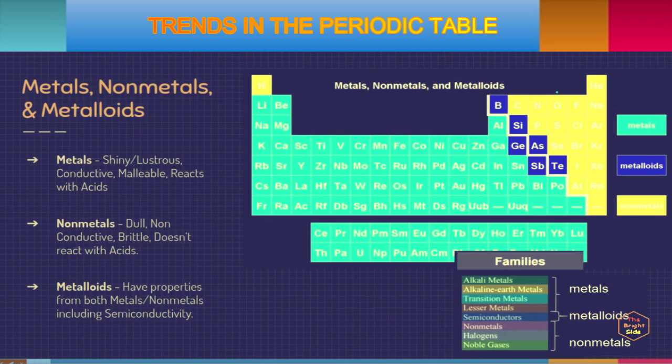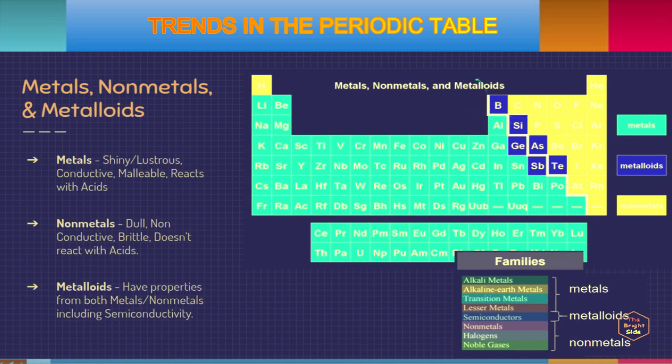On the periodic table, most of the metals are found on the left-hand side. It's these red ones right here. These metals are shiny, or they're lustrous. They conduct electricity or heat. They're malleable, meaning if you hit them with a hammer, they bend instead of shatter, and they react with acid.